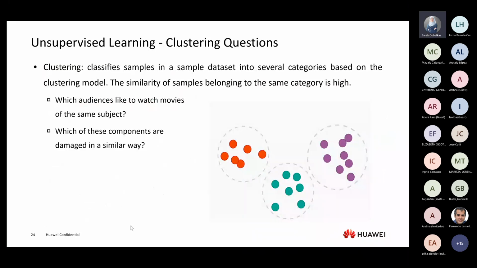So here they give you an example of clustering, and the question they ask is, for example, which audience like to watch movies of the same subject. So those audience that, for example, like to watch horror movies are going to be in the same group, and those that like to watch comedy movies are going to be in another group. So this is how we classify the samples in a data set. It's based on similarity.